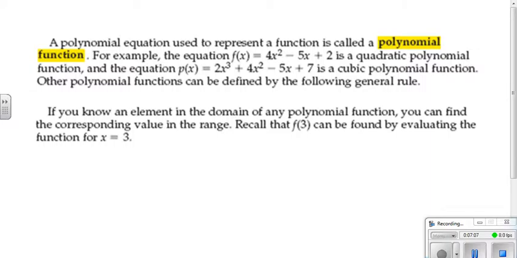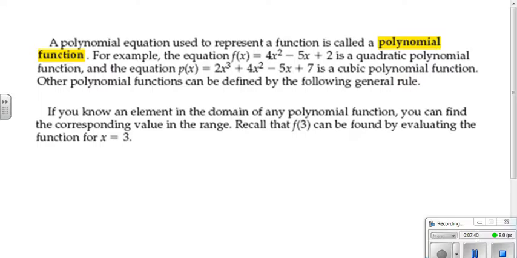Now, a polynomial equation used to represent a function is called a polynomial function. So for example, if we have the equation f of x equals 4x squared minus 5x plus 2, that's a certain quadratic polynomial function. And the equation p of x equals 2x cubed plus 4x squared minus 5x plus 7, that's a cubic polynomial function. Other polynomial functions can be defined by the following general rule.